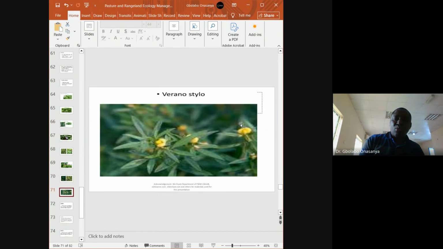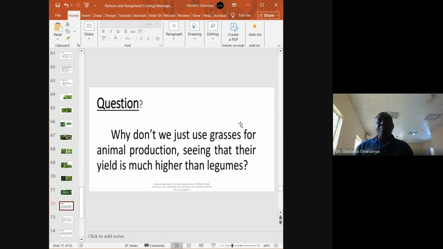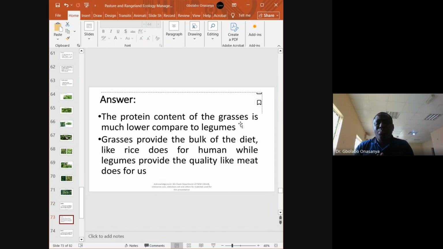This is Verano stylo. This is another type of stylo, another species of stylo. Now, I want to ask the question: why do we just use grasses? Why don't we just use grasses for animal production, saying that they grow very fast, they are higher yielding than legumes? Why? And the answer is not far-fetched, because grasses only produce energy, while legumes produce protein.